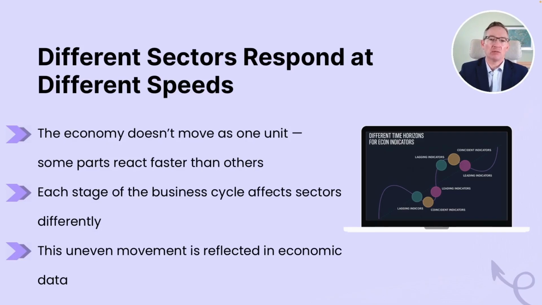So remember that economies don't move in perfect synchronization. Some parts of the economy respond quickly. Other parts of the economy take longer to respond to any changes. Different sectors and different data points react at different speeds depending on where we are in the business cycle. This time lag and this difference in response from different sectors is what economic indicators help us to navigate.